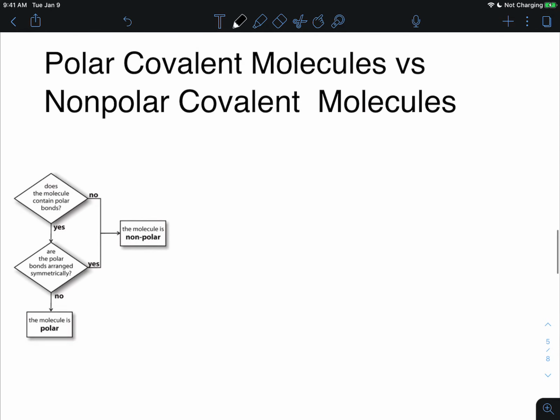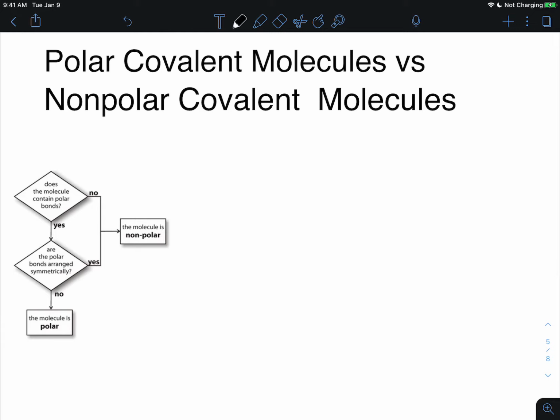So let's look at kind of a mini chart, and I have a much more in-depth chart. We'll look at it again, but we're looking, does the molecule contain polar bonds? If the answer is no, we will always have a nonpolar molecule. If the answer is yes, are the polar bonds arranged symmetrically? If the answer is no, we have a polar molecule. If the answer is yes, then we have a nonpolar molecule. So it has to contain polar bonds, and you have to have asymmetry in order to have a polar molecule.